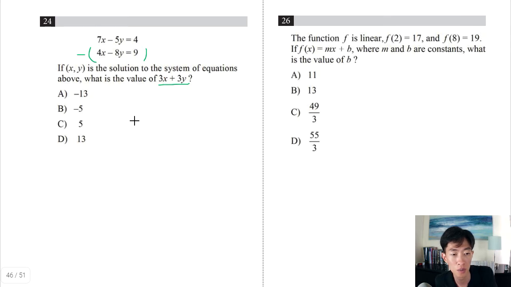So 7x minus 4x is 3x. Negative 5y minus negative 8y is the same as positive 8y, so that becomes positive 3y. And then 4 minus 9 is going to be negative 5, and so B is your answer. You could have done this by eliminating one of the terms x or y, or you could have done this by substitution, but if you were able to see that you can get the answer just by subtracting the equations, that'll save you a lot of time.